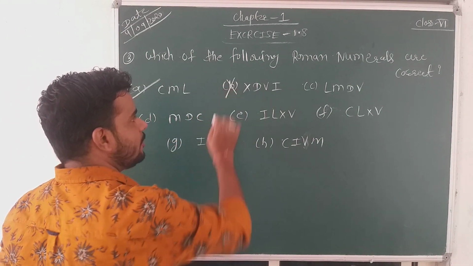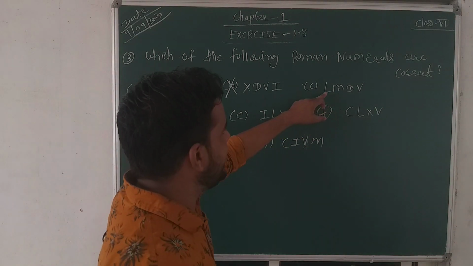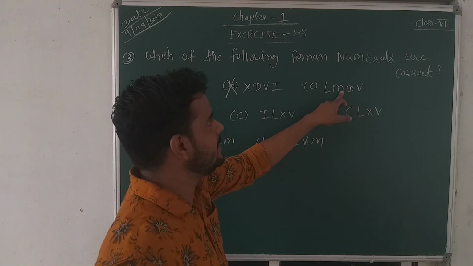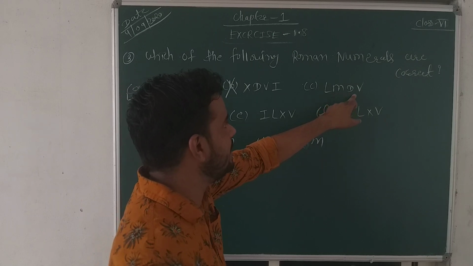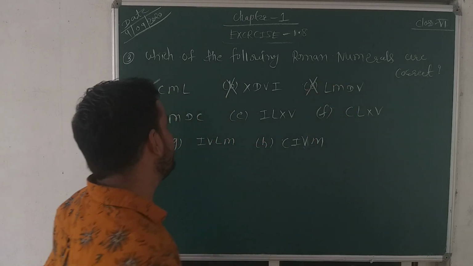So this is not a Roman number. Next, L means 50, M means 1000. Afterwards, D means 500. It is not possible for 500 to come directly after 1000, so this is also not a Roman number.